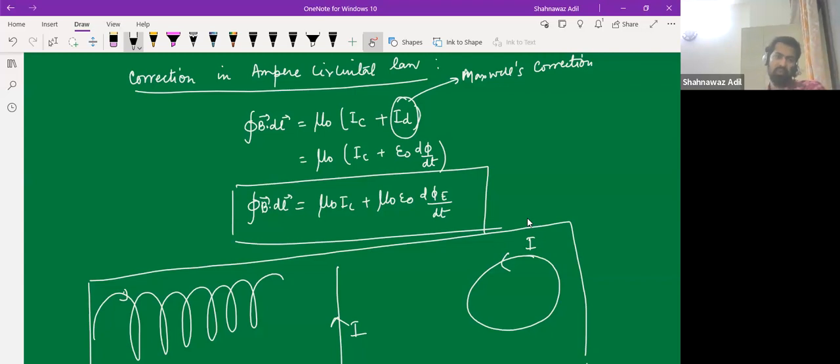Yeah, so in the fourth chapter, we will talk about the magnetic field using Ampere's circuital law. But in that, we will not use this corrected one. We only use this.